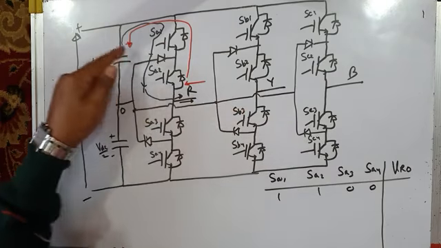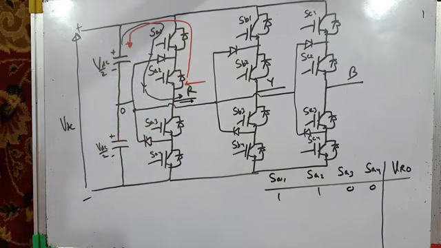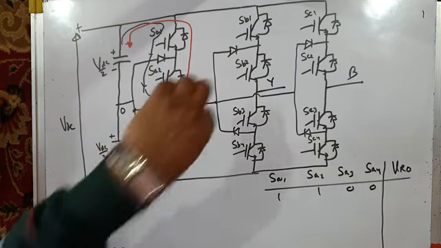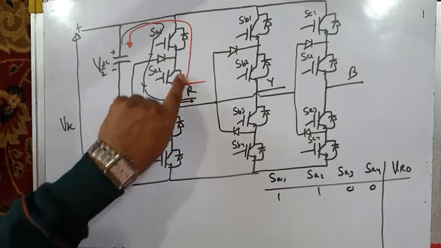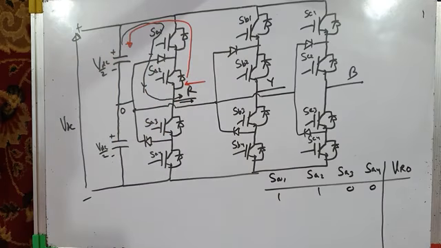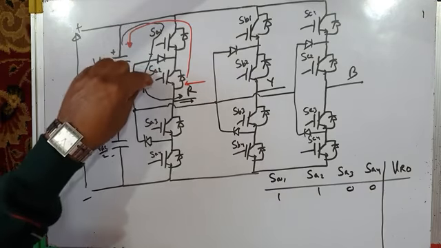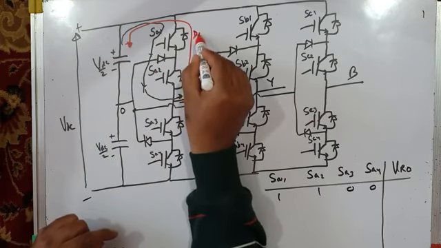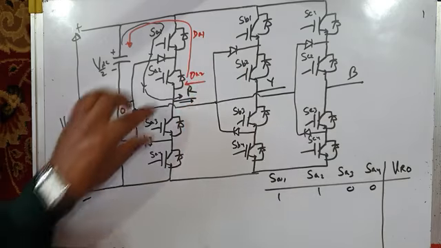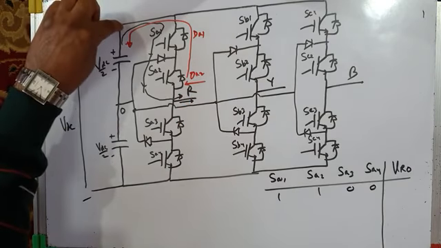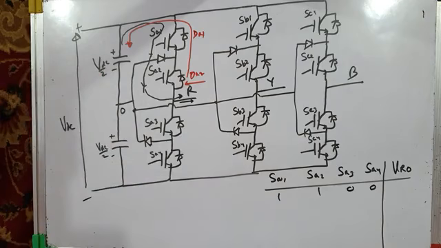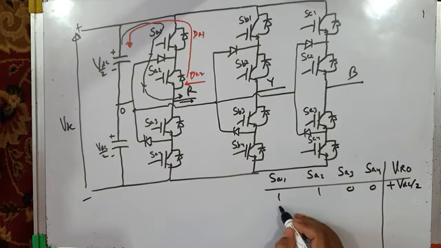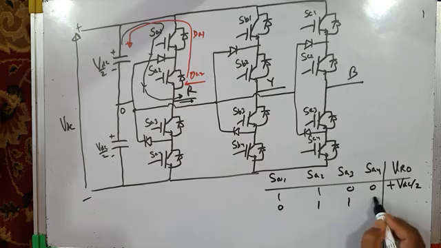For this direction of current, SA1, SA2 IGBT switches will conduct the current. If the direction of current is opposite, then feedback diodes will conduct the current like this. And what will be VRO? Whether SA1 or SA2 are conducting or DA1 and DA2 are conducting, R is connected to the positive DC bus, and pole voltage VRO is plus VDC by 2. So the switching status may be now like this: 0 1 1 0.